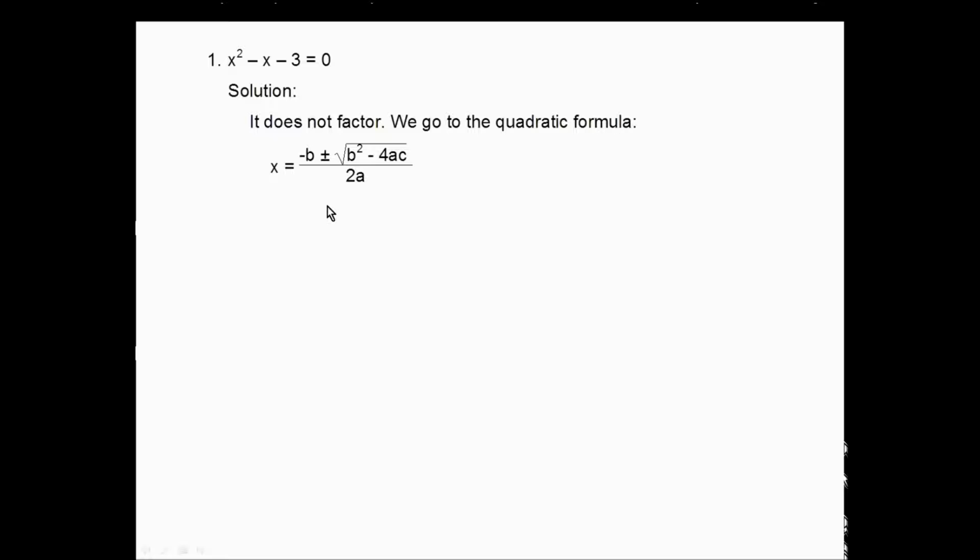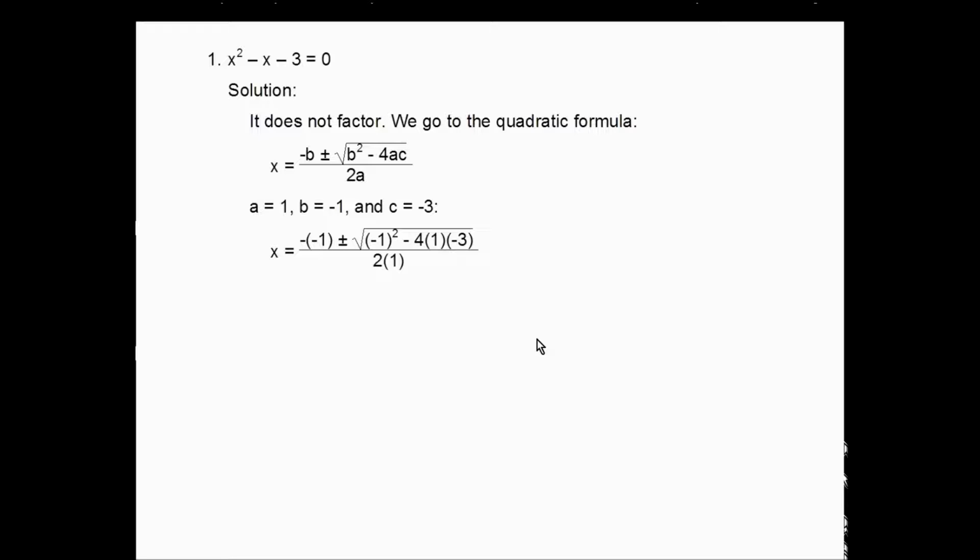There's the quadratic formula. That's what we're using. x equals negative b plus or minus the square root of b squared minus 4ac all over 2a. My a is 1, my b is negative 1, my c is negative 3. Here it goes. a, b, c. Now just plug in the numbers. So I've got negative negative 1 plus or minus the square root of negative 1 squared minus 4 times 1 times negative 3 all over 2 times 1. And please write the quadratic formula this way.